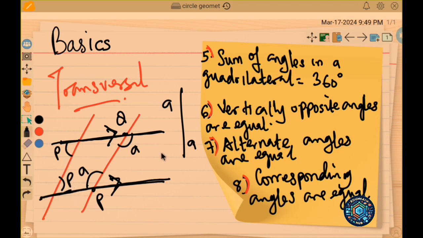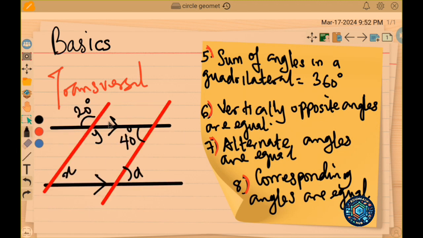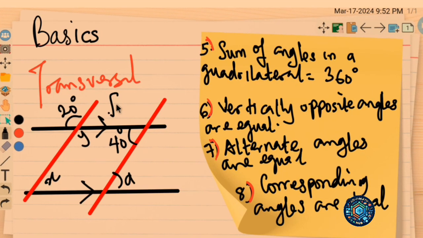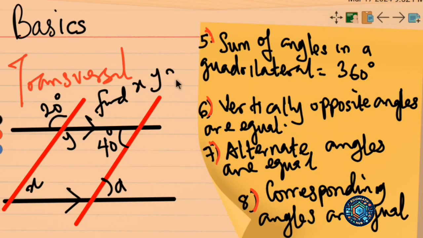So take note of that. Let me give you an example based on this concept. Now look at this example here. You have to find X, Y, and A. You have to find angle X, angle Y, and angle A. So it's very, very straightforward. Don't forget the laws that we've discussed so far.